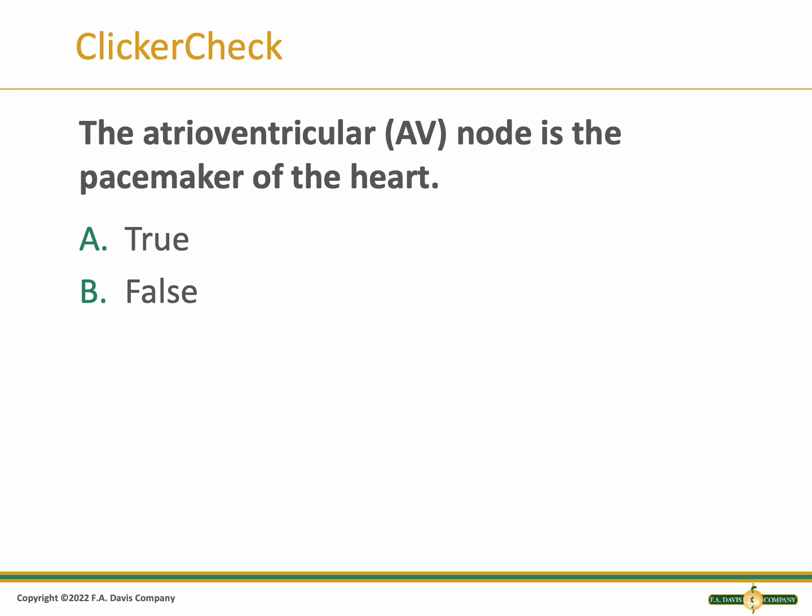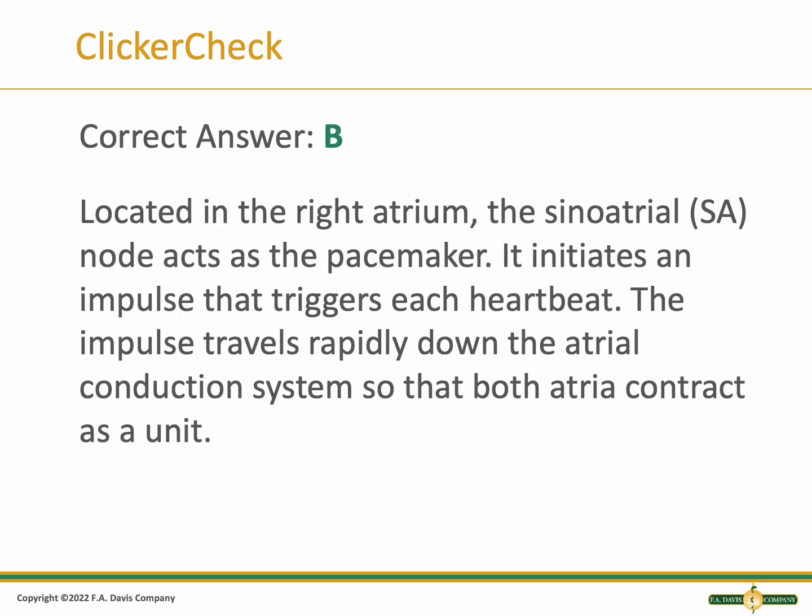And a clicker check. The atrioventricular or AV node is the pacemaker of the heart. True or false? That is false. So just remember, located in the right atrium, that SA node is acting as the pacemaker of the heart. So the sinoatrial node in the atria acting as the pacemaker. That's what's going to initiate that impulse. It's going to stimulate that heartbeat, and then it travels down, like we talked about, to the AV node, then the bundle of His, the Purkinje fibers, all of that stuff.